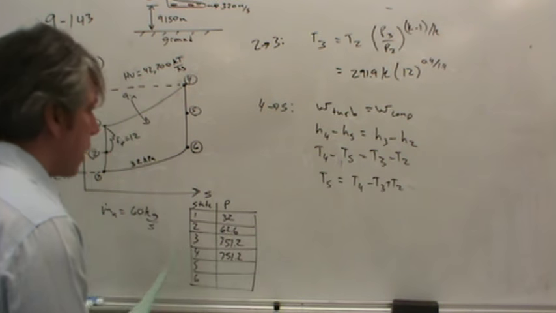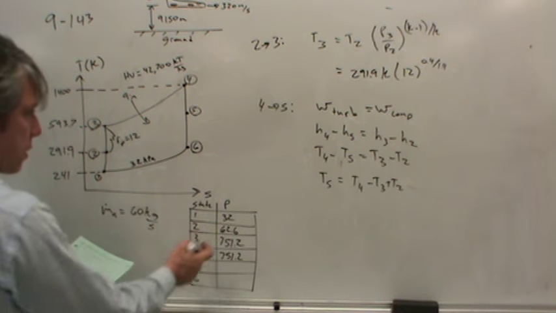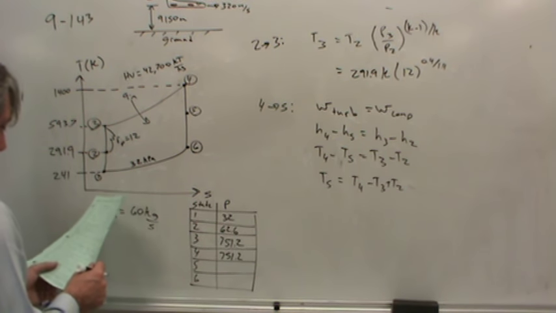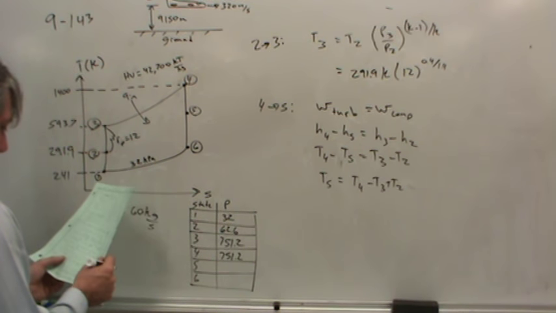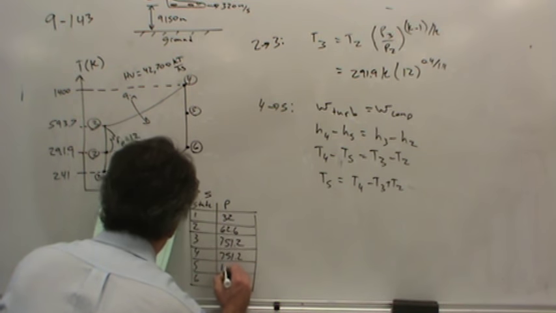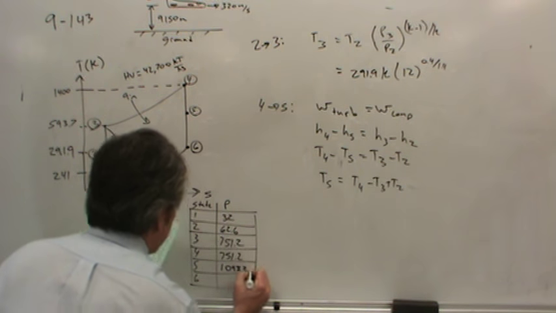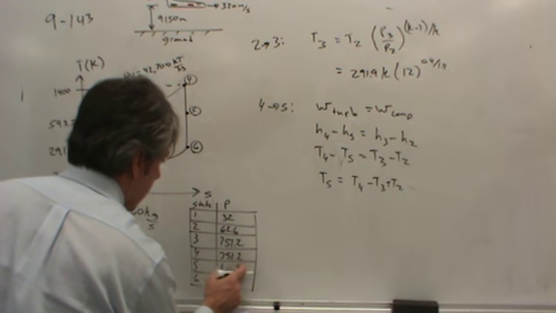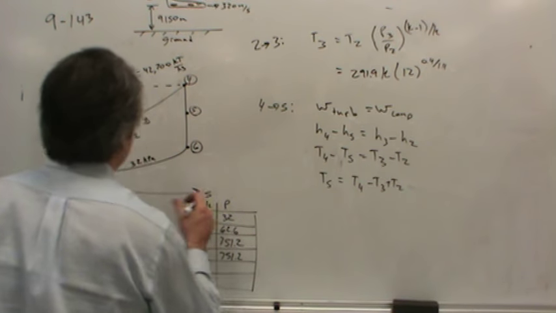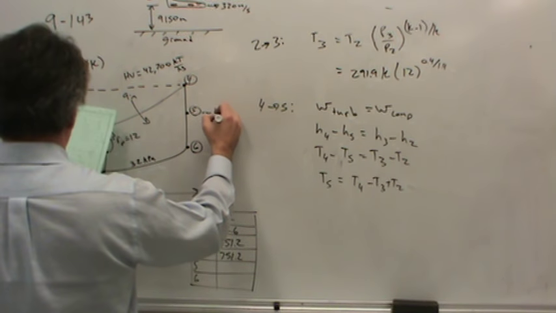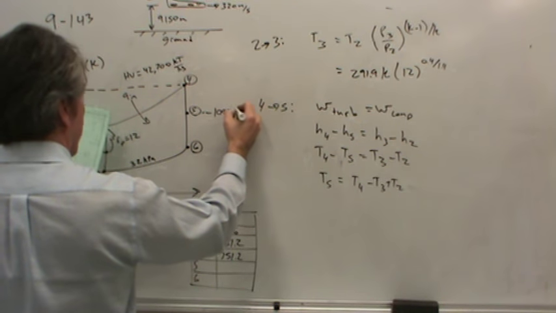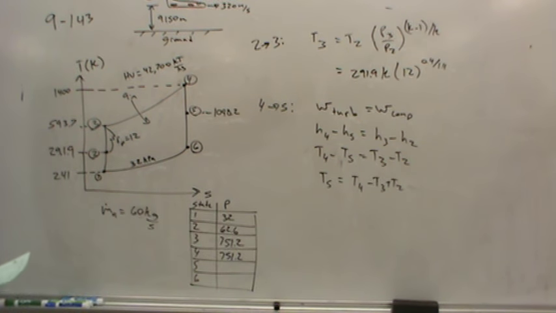So now we've got all of the temperatures 4, 3, and 2, and we can calculate the temperature in state 5. That comes out to 1098.2. Oh, whoops. I tried to put a temperature in the pressure. Let's put it over here. 1098.2 Kelvin as the temperature in state 5.